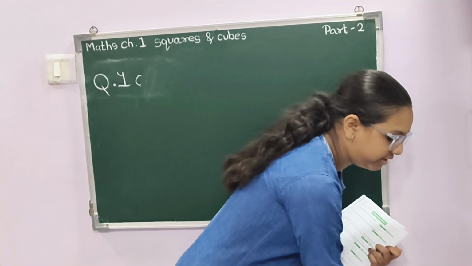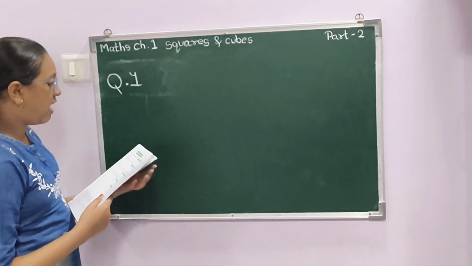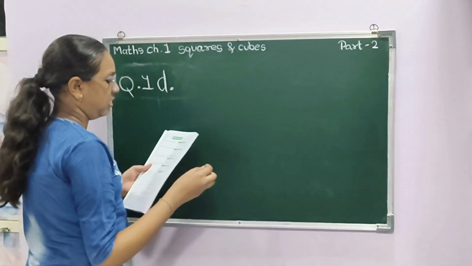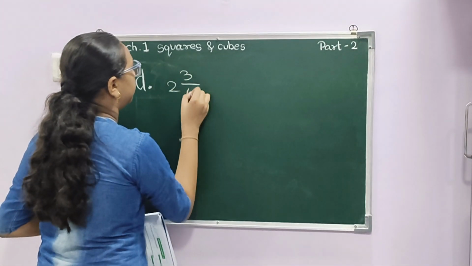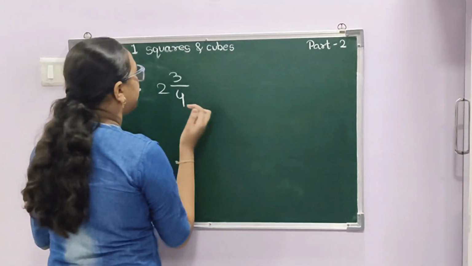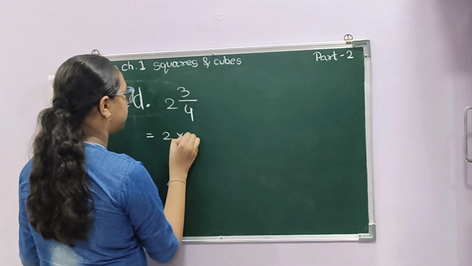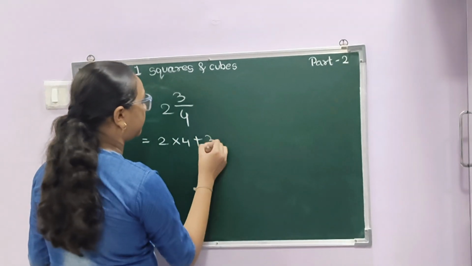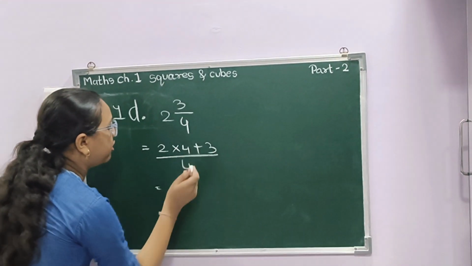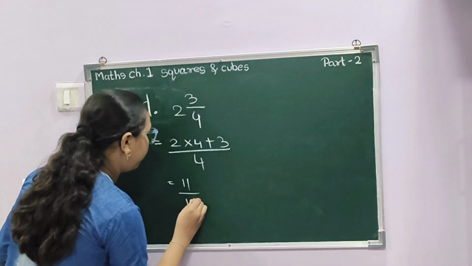Now we will solve D. So now we will solve our D question, that is 2 and 3 upon 4. Now you will tell teacher how to solve mixed fraction. So we will convert it into an improper fraction. So first 2 into 4 plus the numerator. This is the formula, and the denominator will be same. 2 into 4 equals to 8 plus 3, 11. Okay, 11 upon 4.